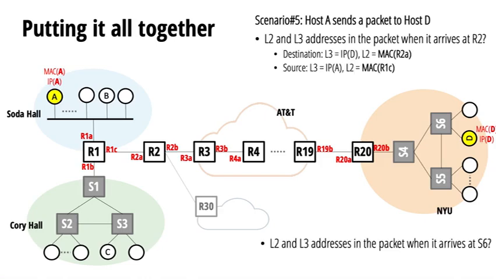What about the addresses when the packet arrives at S6? Again, I'm going to tell you the source and destination IP stay the same. What about the MAC addresses? So we're now here. What's the source MAC address? Yep, R20B. Great. And destination? D. Yeah, perfect. Any questions on this?